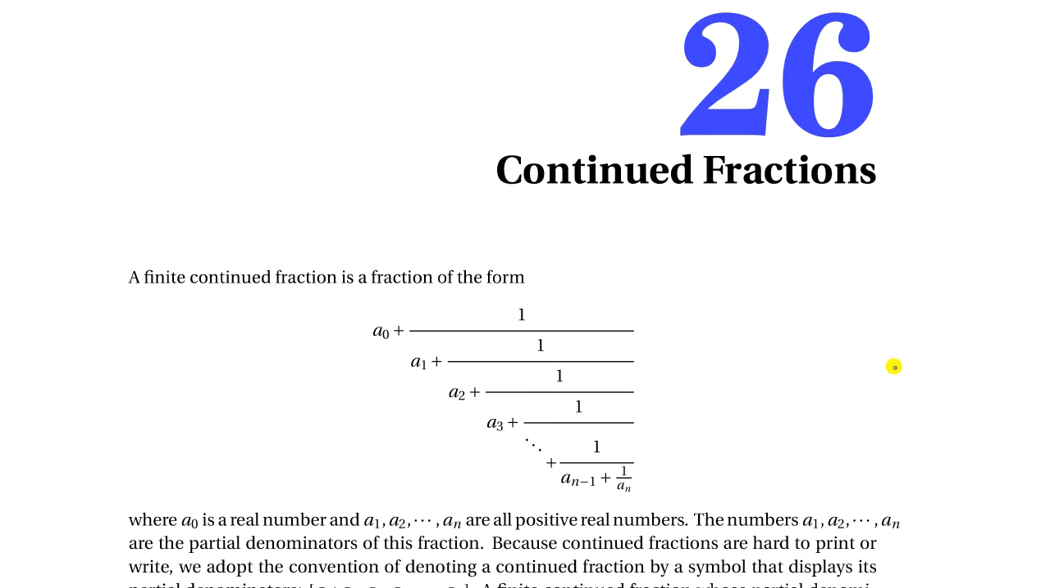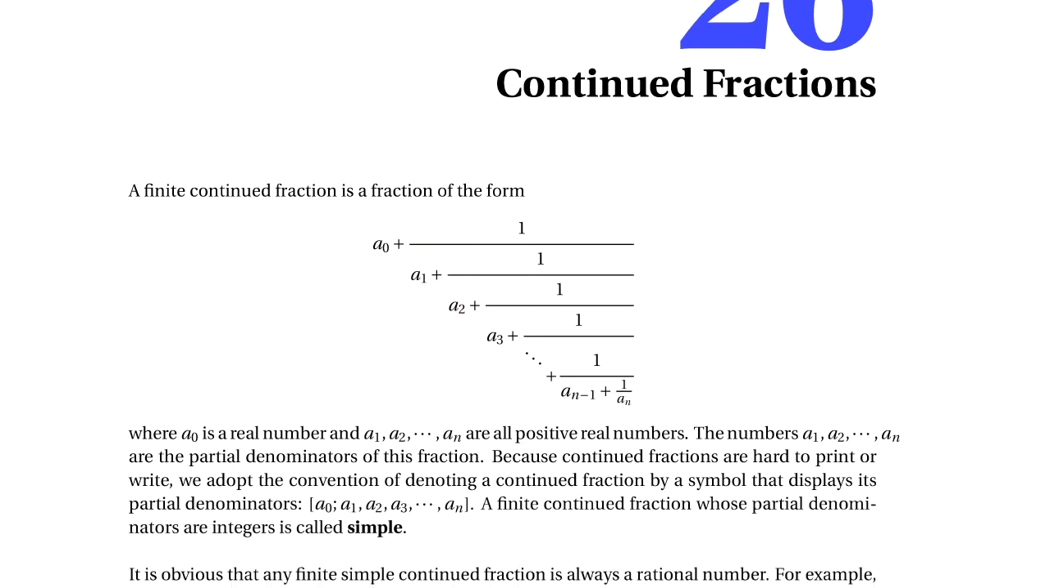A finite continued fraction is a fraction form that looks like this. The numerator of each part of the fraction form is 1, and the denominator is a combination of a number plus a quotient form. Finite means it ends at a certain moment, and those a0, a1, a2 up to all these steps are just any positive real numbers.